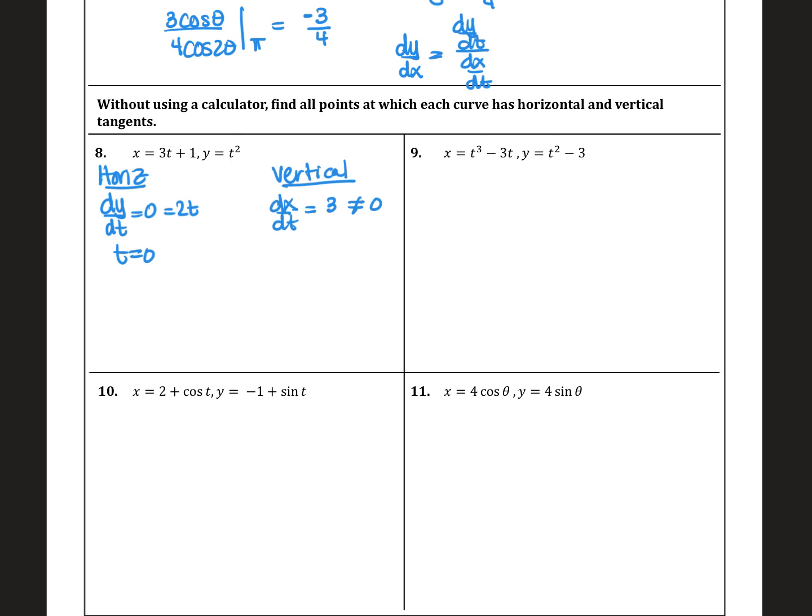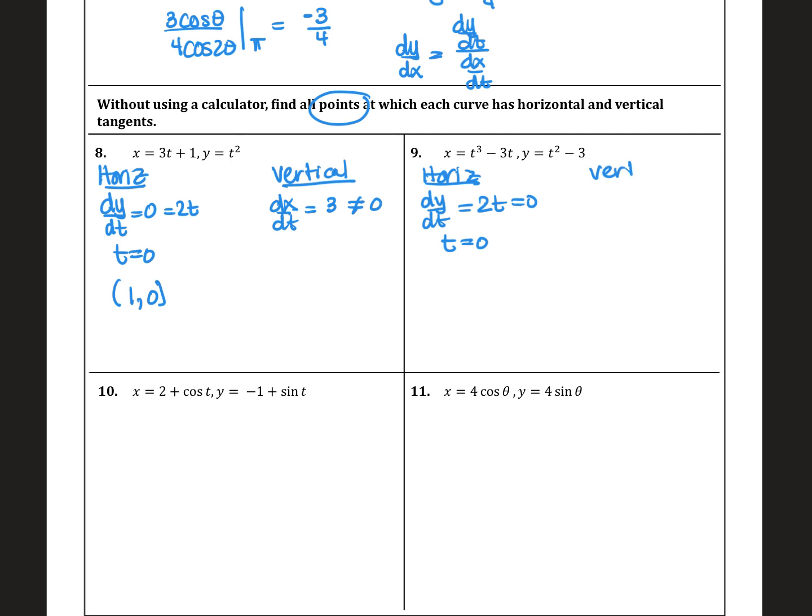And it asked for the points where this happens. I know it happens at time equals 0. We'll have a horizontal tangent line, and the point will start at (1, 0). Same thing over here, horizontal. We're going to look at dy/d theta, or dy/dt. So dy/dt is again 2t, and we're going to set that equal to 0. The only time that happens is at 0.